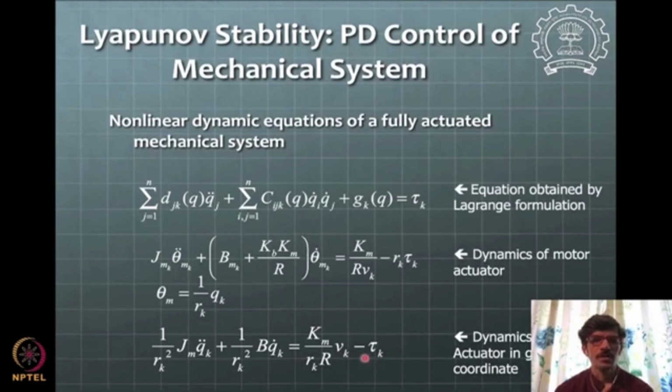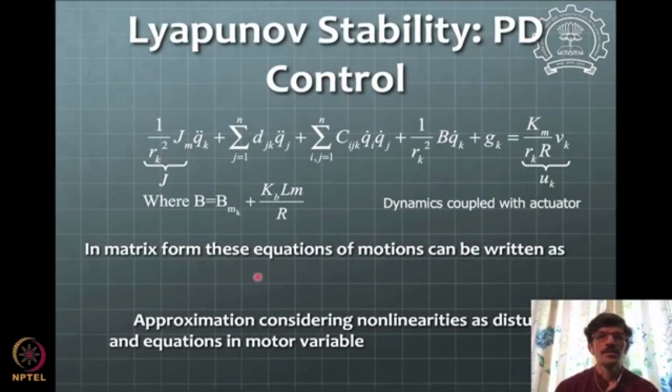Okay, or we can convert this motor dynamics also, so this theta m can be substituted by 1 over RK into QK. Everything will be in terms of the generalized coordinates of your Lagrange formulation that we have found out, and this tau K can be substituted here, and now everything becomes in terms of the generalized coordinate QK. Okay, and this equation will look something of this sort.